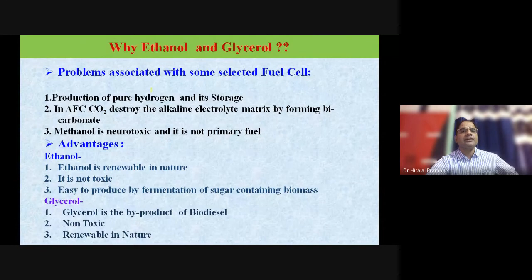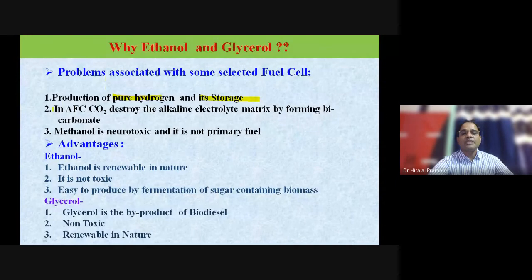Why glycerol and ethanol? Glycerol and ethanol are preferred over hydrogen because pure hydrogen has a storage problem, and it is highly explosive. If you consider AFC, even a liquid alkali based electrolyte basically forms bicarbonates. And if you talk about methanol, that is basically neurotoxic in nature. So all the fuel cells have their own demerits.